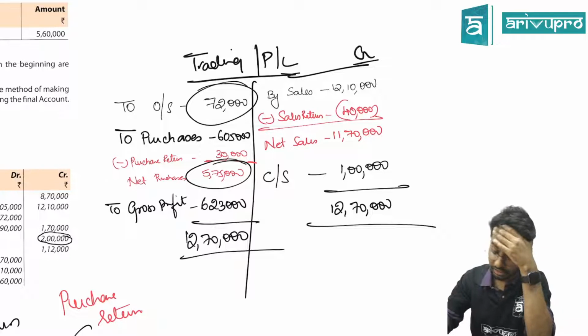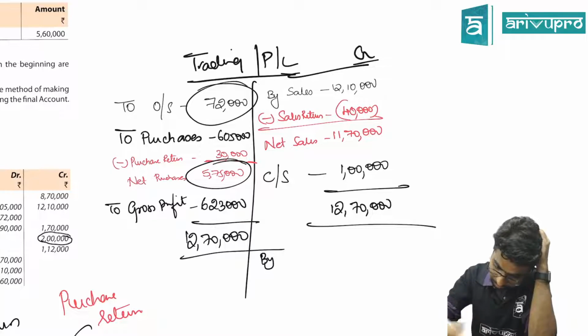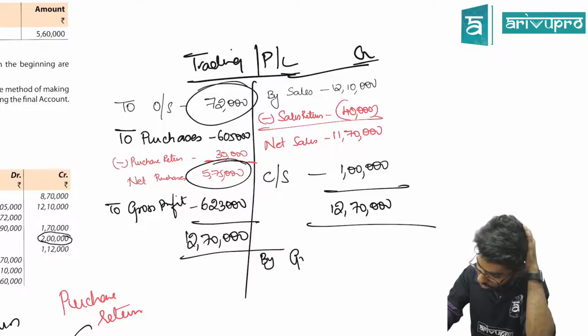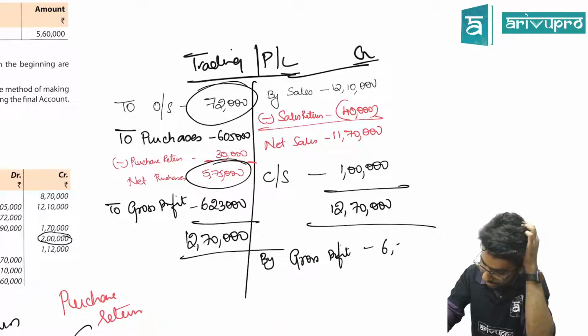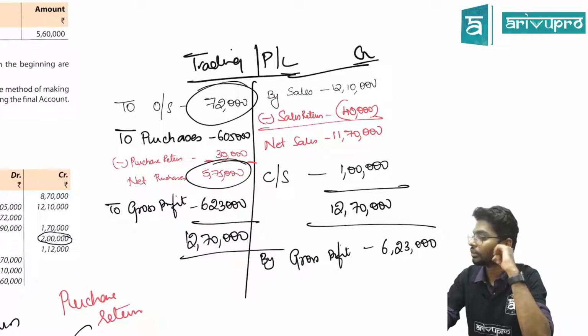Done? So what do I do with my gross profit? I'll write here: By gross profit, 6 lakh 23,000. Done?